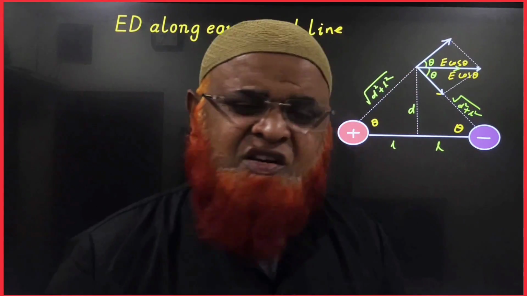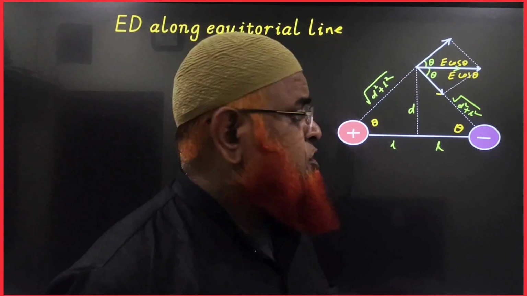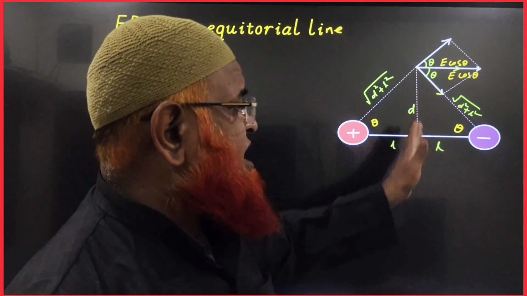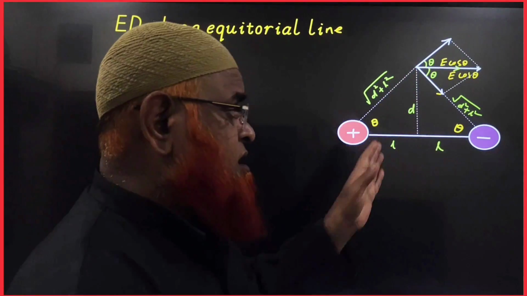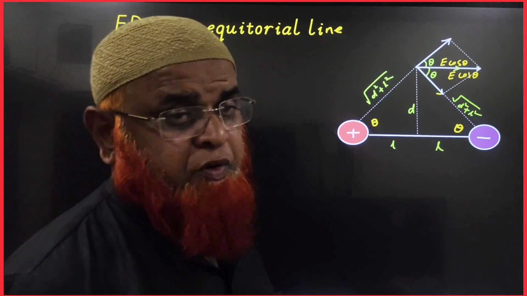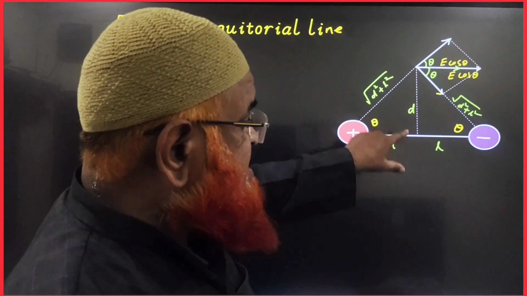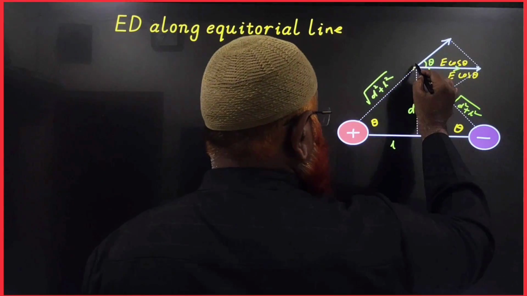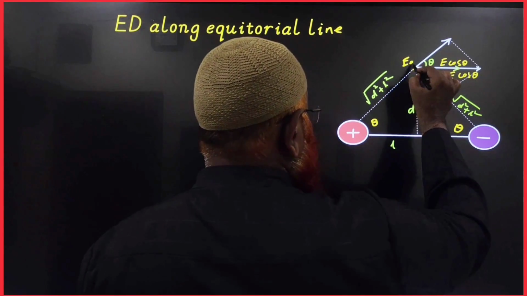Dear students, electric field due to a dipole along the equatorial line. You know this is called the equatorial line, which is passing through the center and perpendicular to the axis of the dipole. So this is an equatorial line at a distance d, and at this point you have to find out the electric field due to the dipole along the equatorial line.